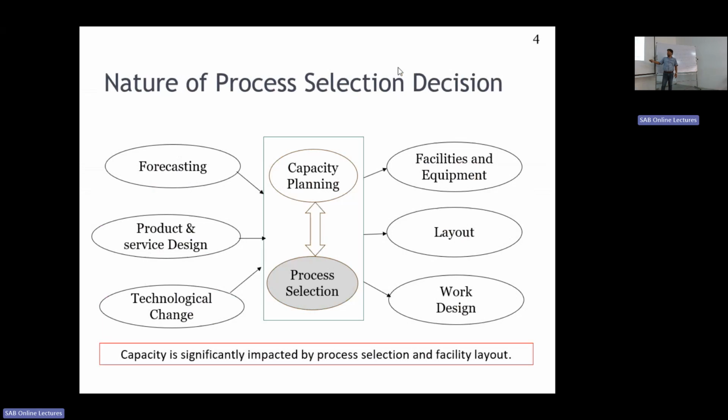Once that is decided, that consequently affects the other operations management decisions such as the required facilities, required equipment, how they are arranged, the layout, and then of course work design, what each worker is doing. So this is what we are going to talk about. It is a strategic decision.